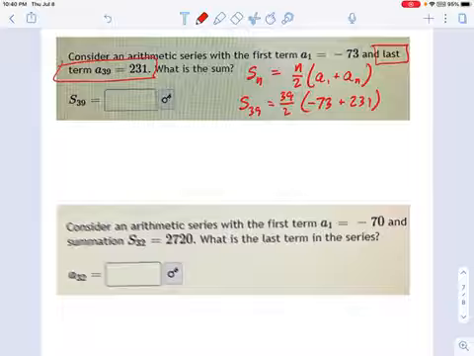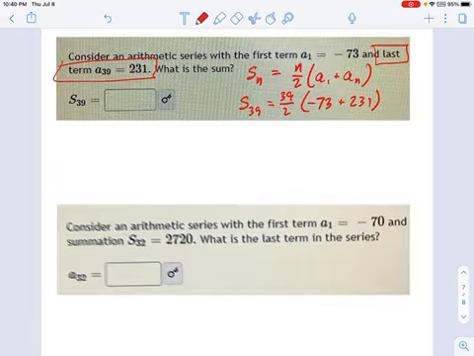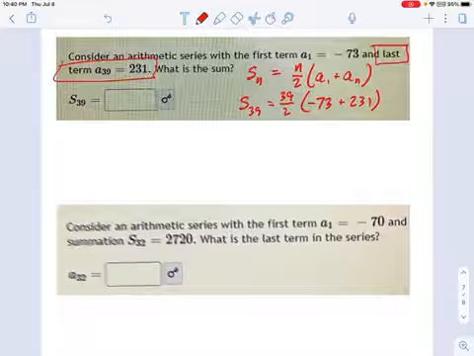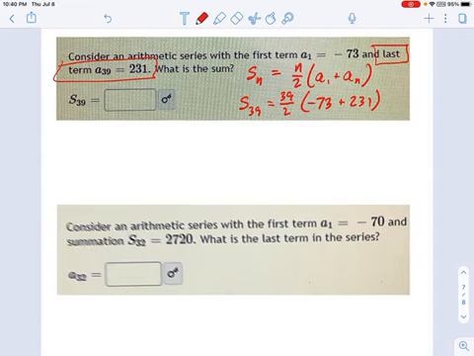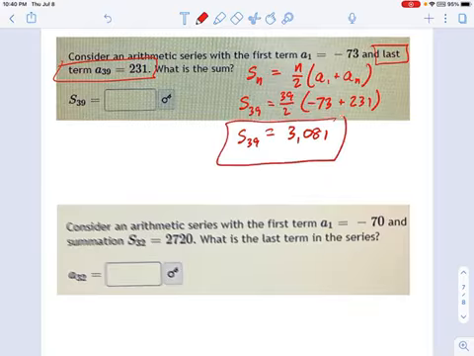And it's calculator time because I don't want to mess up. So we do 39 over 2 times negative 73 plus 231. Okay, that's a big number. The sum of the first 39 terms equals 3,081 in this example.